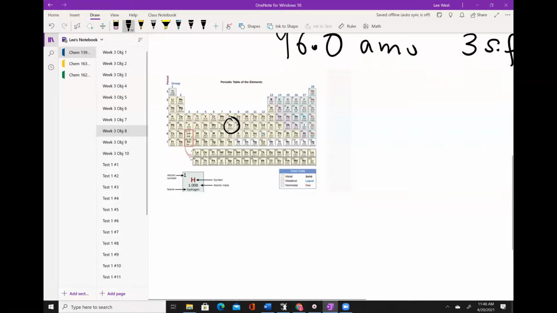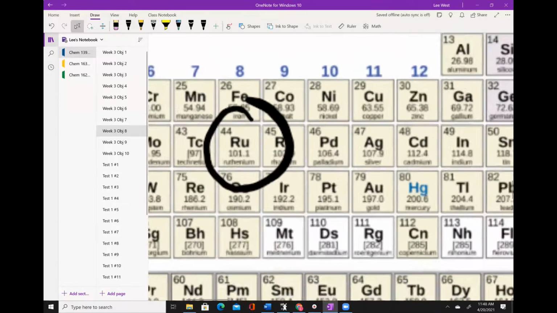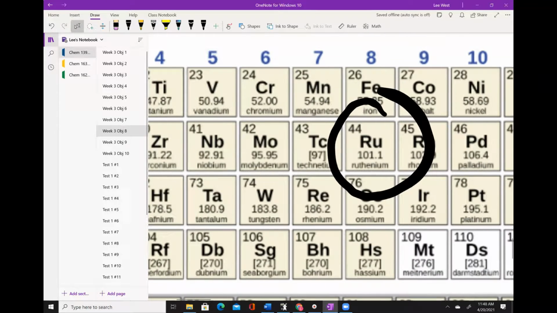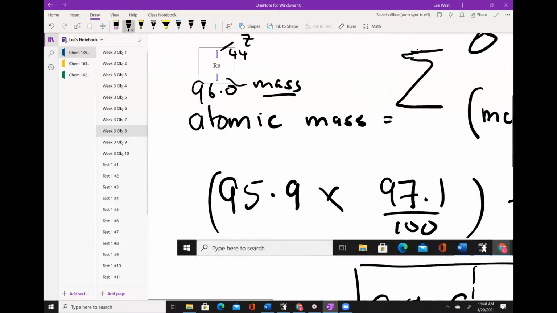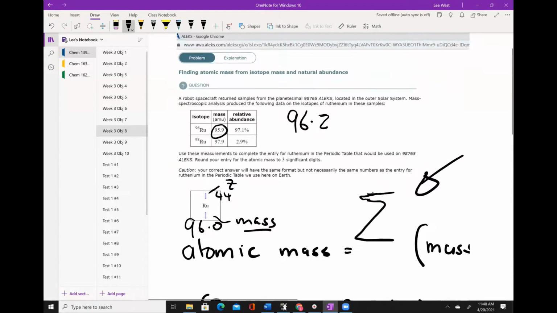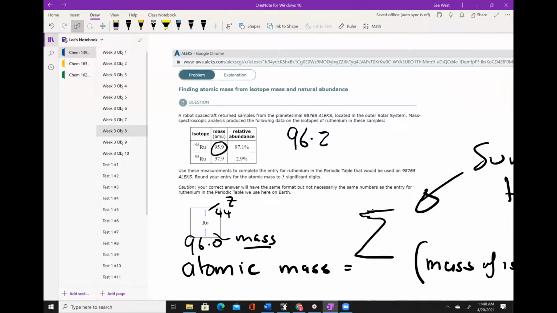So when we look at the whole universe, the distribution of isotopes of ruthenium averages out to 101.1, right, when we look at the entire universe. But when we look at just this one planet, and we base our measurements just on the isotopes that are present on this planet, what we find is that the distribution of the isotopes is 96.0 on average, all right? So it's slightly different.